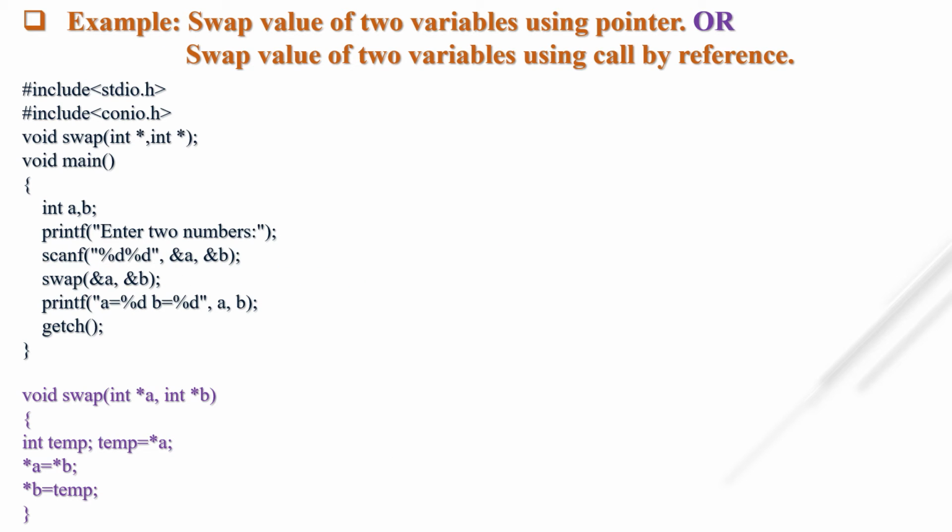Okay, so there is another example of pointers: to swap the values of two variables using pointers, or you can say swap the values of two variables using call by reference. So your function will be there. As we know, what is call by reference? In call by reference, the address of the actual parameter is passed as an argument to the called function. So we have to pass the address of the actual argument.